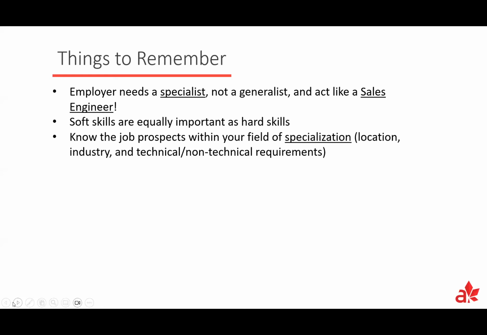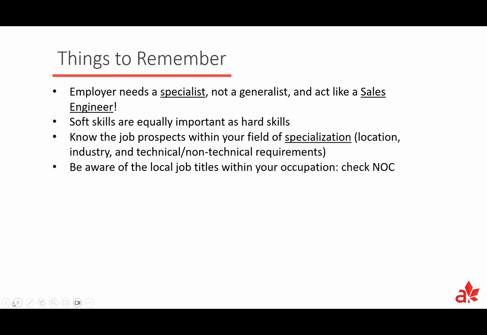So know the job prospects within your field of specialization, industry, and location. Some jobs are different. For example, as I mentioned earlier, if you look for a mining engineering job and you live in Toronto, there is no mining. Either you need to go to Sudbury, which is 4 hours north of Toronto, or you need to go to Alberta or somewhere else. Plus manufacturing also has some territorial growth, and in the north or west there is some industry preference. So these are the things we need to understand, and each and every job has technical requirements.